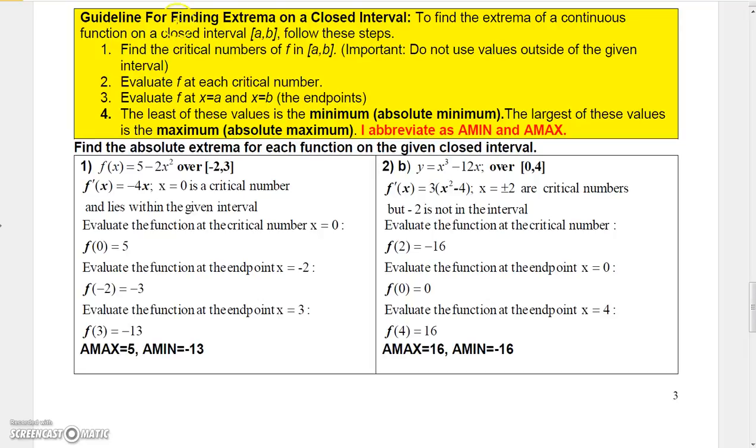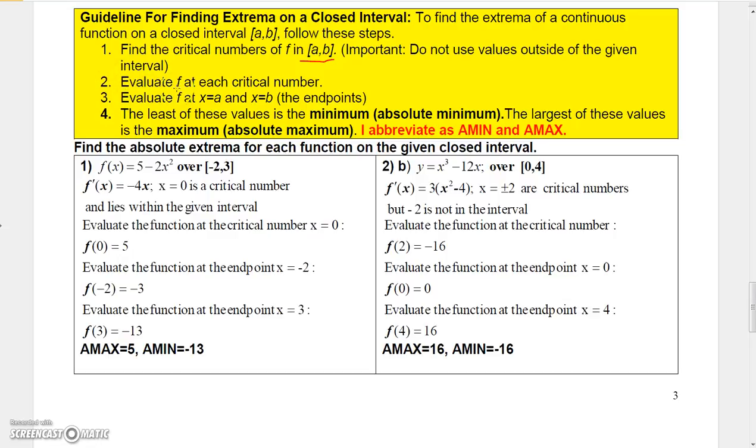Okay, so first thing we're going to talk about is how do we find extrema on a closed interval. So here's what you're going to do. First of all, we need to find the critical numbers on the interval. And it's important that you do not use any critical numbers outside of the given interval.